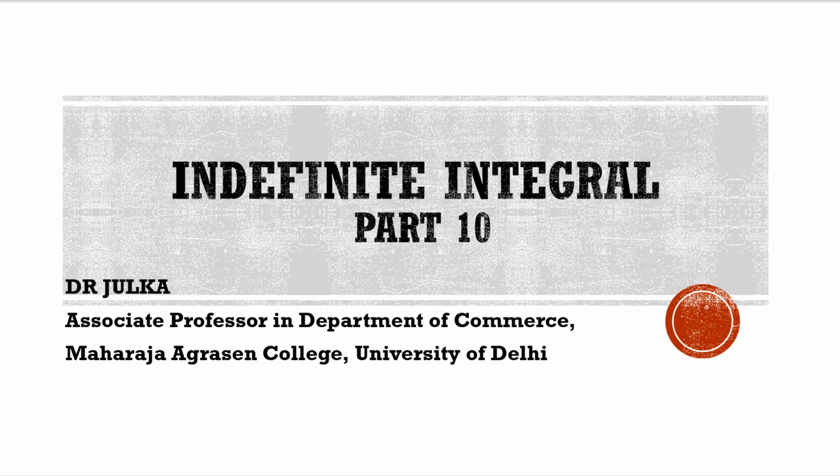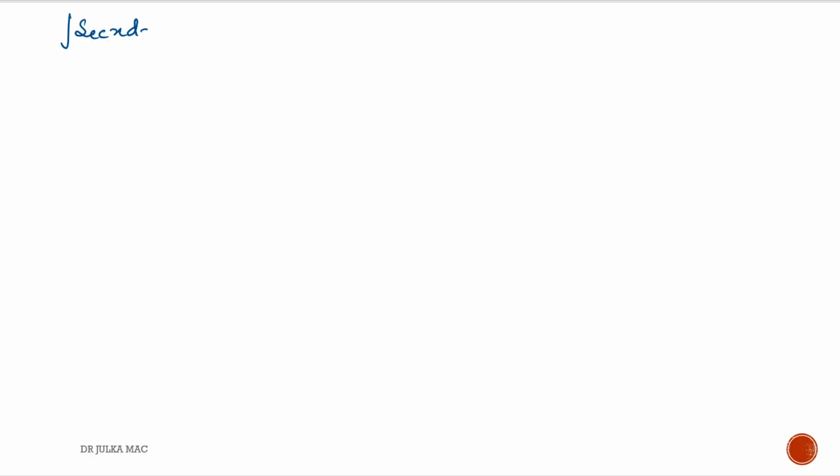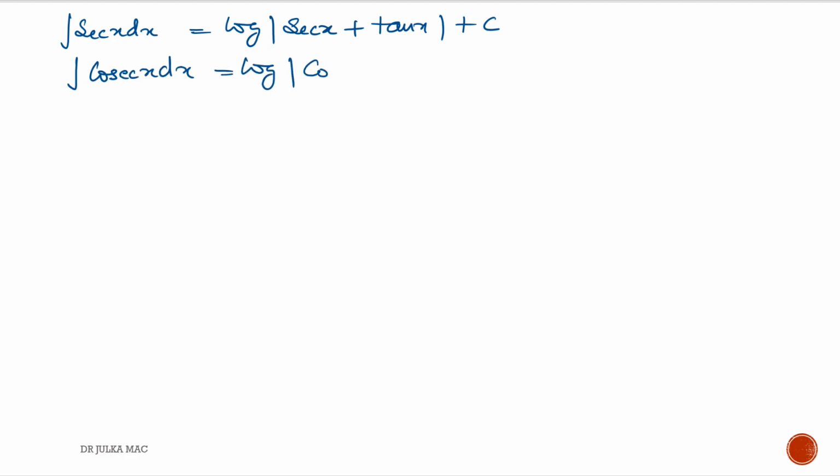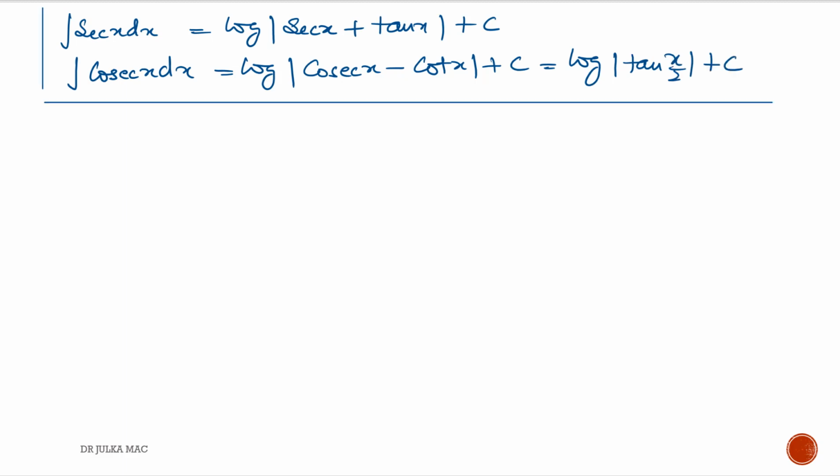Today in Indefinite Integral Part 10, we will talk about integration of sec and cosecant function. Integration of sec x is log in mod sec x plus tan x plus c. Integration of cosecant x with respect to x is log in mod cosecant x minus cot x plus c or log in mod tan x by 2 plus c.